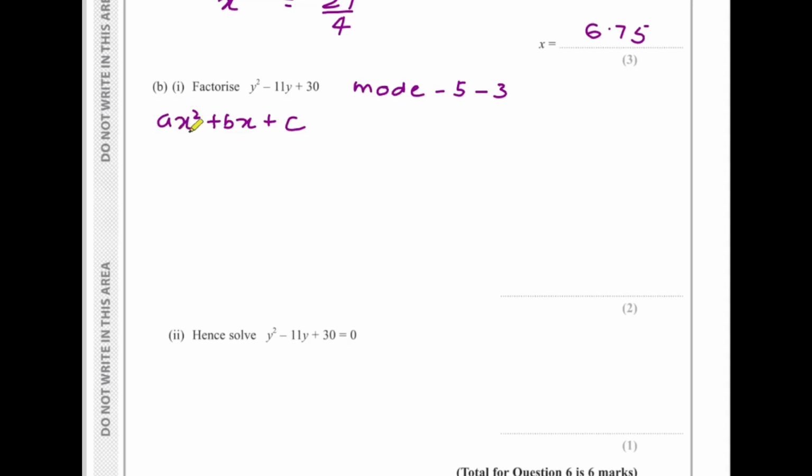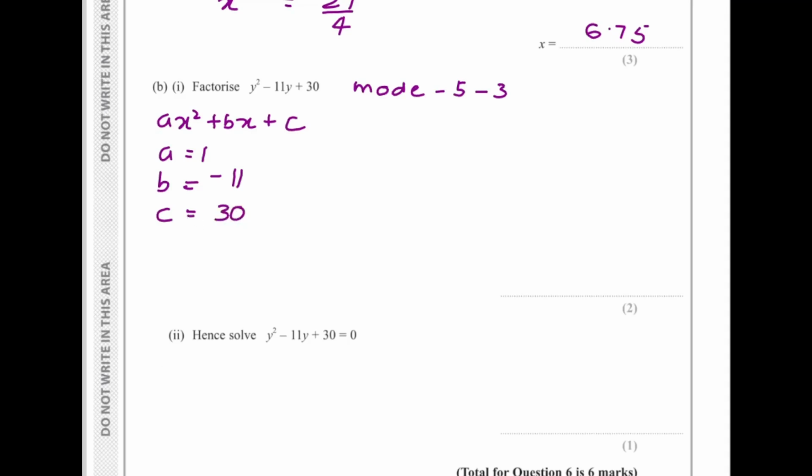Now, no matter whether it is x, z, y, any letter, if you are having the squared one first, yes, you are done. Next the x term, then next the constant, just the number. Right, let's get what a in this case is. It is 1. The number in front of the squared term, in this case, is 1. So b equals, in this case, minus 11. c equals just the number, which is plus 30.